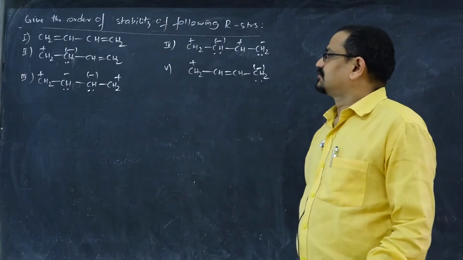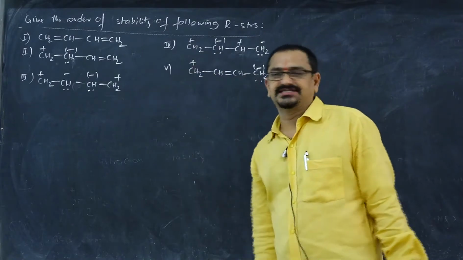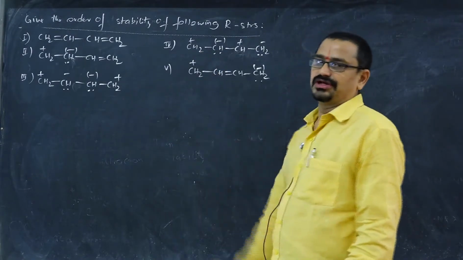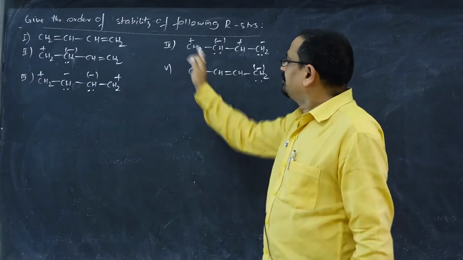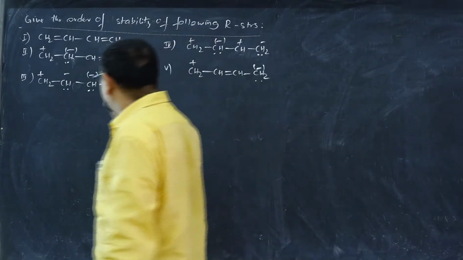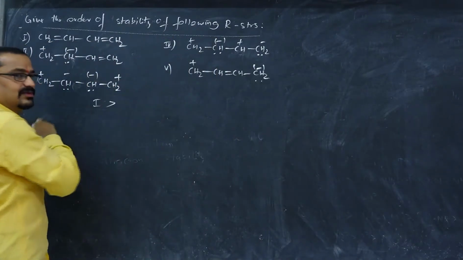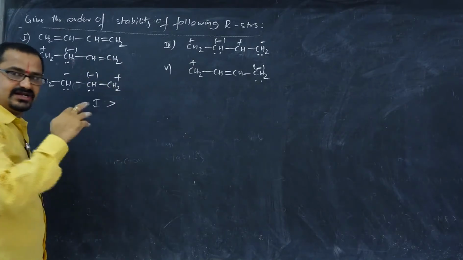So this is another question. Give the order of stability of the following resonating structures. So all the 5 structures are for the same molecule, right? First of all we have to sort them out. Among the 5 structures there is no charge separation in this, so definitely one should be more stable among all. First one should be the major contributor for resonance.